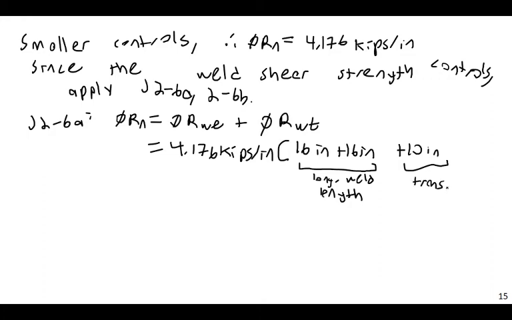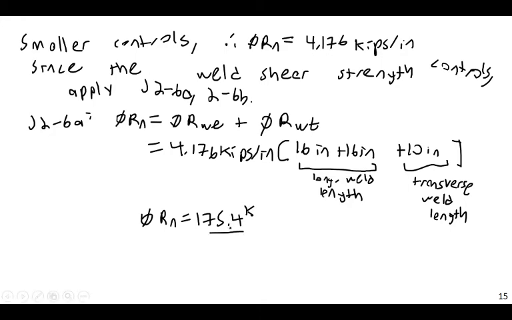16 plus 16. This is the transverse weld length. So we have these two things. And if you add that up and multiply together, you'll get that phi-Rn is equal to 175.4 kips for equation J2-6A.